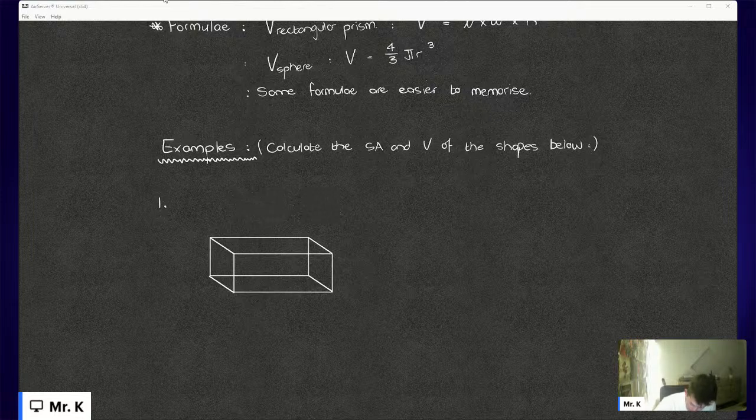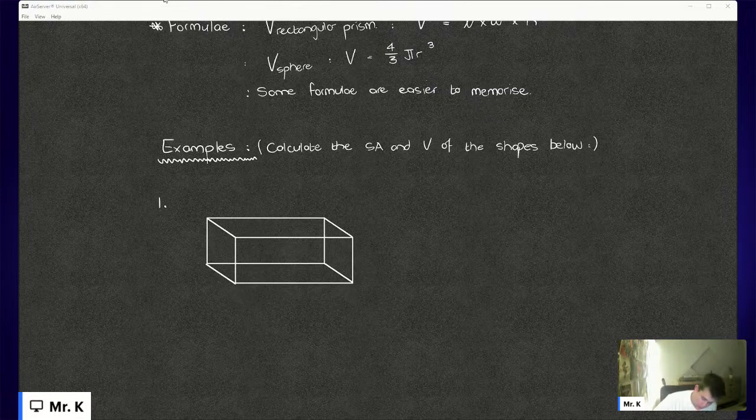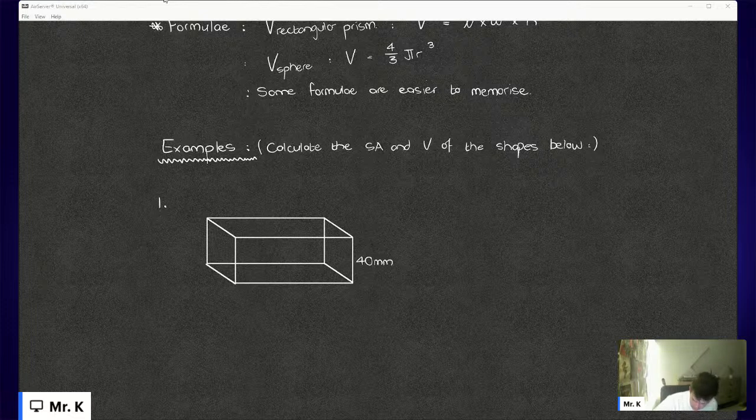I'll rewrite the name in a second. Let's do the following. We have 40 millimeters over here. This is going to be 120 millimeters, and the width is also going to be 40 millimeters. Okay, these are the three independent dimensions that you've been given for this shape.